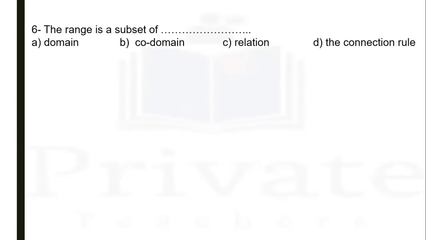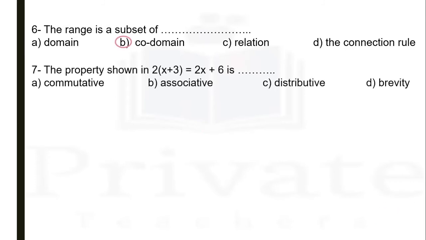The range is a subset of the domain or the codomain or relation or the connection rule. So we have domain and we have codomain. The range is the set that contains all the images, and we know that the images are found only on the codomain. So here the answer is the codomain.